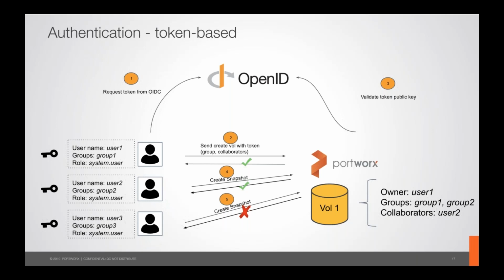Let's take a case where user 3 also has a role, he also has a valid token, but doesn't belong to the right group. So when user 3 comes in to create a snapshot, he or she is not able to do that because the groups that are mentioned in the token from the volume 1 are not there when it comes to validating the user 3 token. So this is how you can prevent rogue users from doing wrong things on the system and make sure that your system is authenticated with the industry standards.